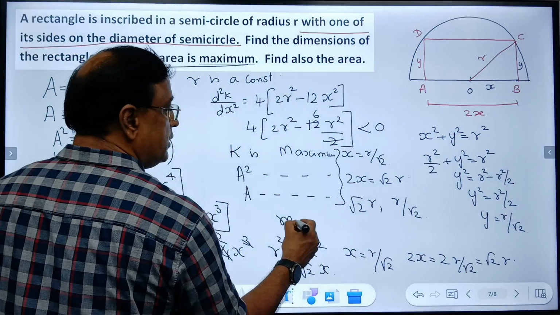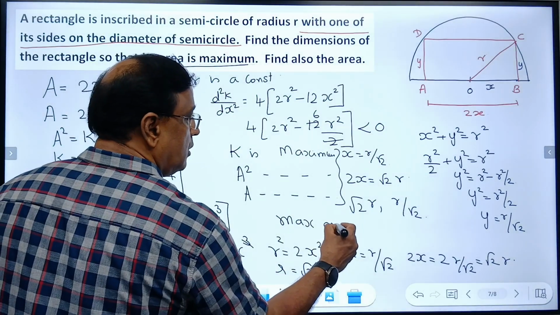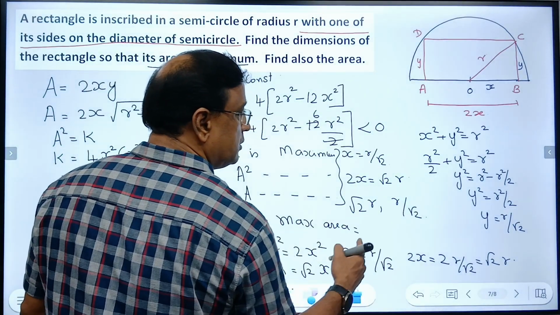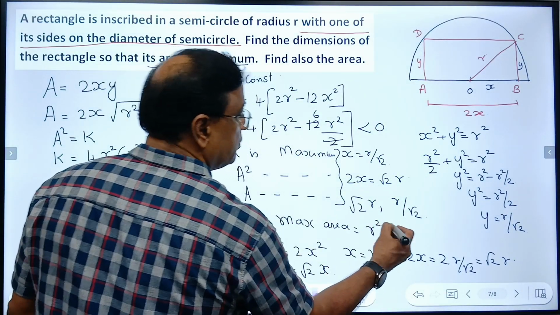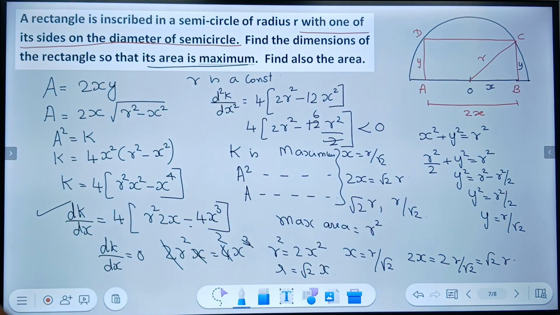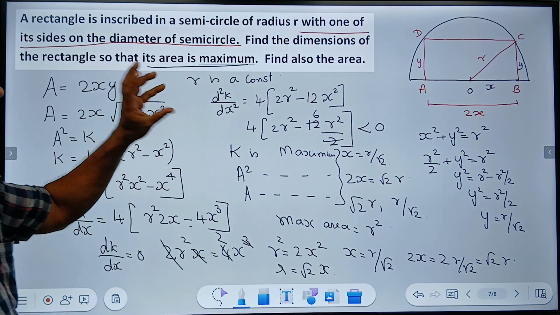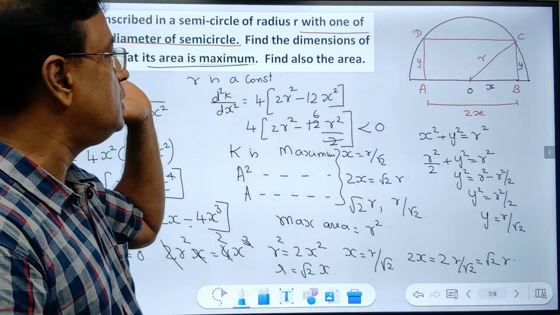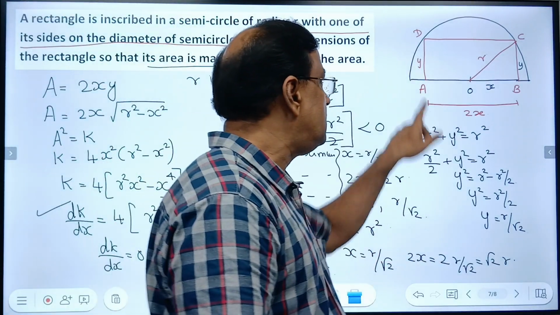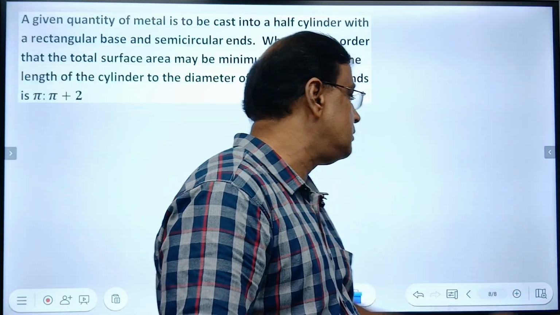Now the question is to find the maximum area. What is the maximum area? Length into breadth. If you multiply, you get r square. Okay. So fairly simple question, but you have to think and do. It's not that direct, but sometimes getting the diagram is difficult.